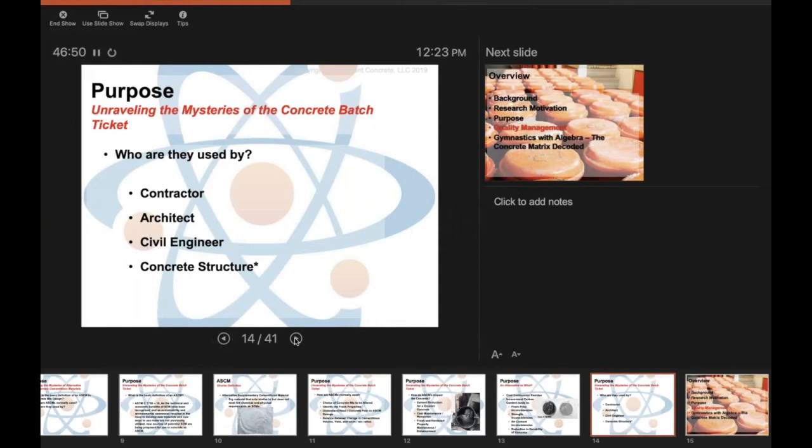And of course, I don't write those letters, but they still make that concrete and they still deliver it. And of course, it trickles down to the architects, civil engineers, and of course, the concrete structures, as we've already discussed. So who are these used by, these ASCMs? They're used by people who have to make the decision every day to make their concrete stronger and last longer. Next slide.